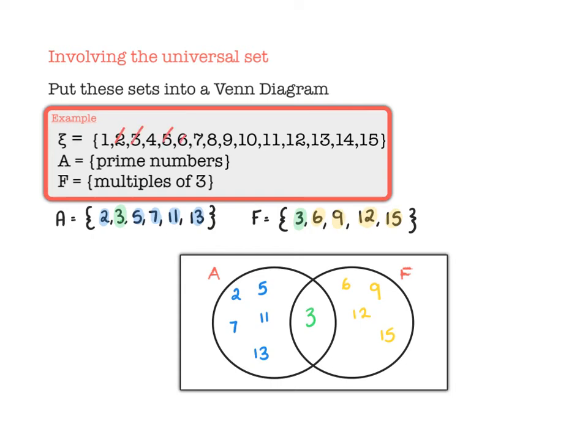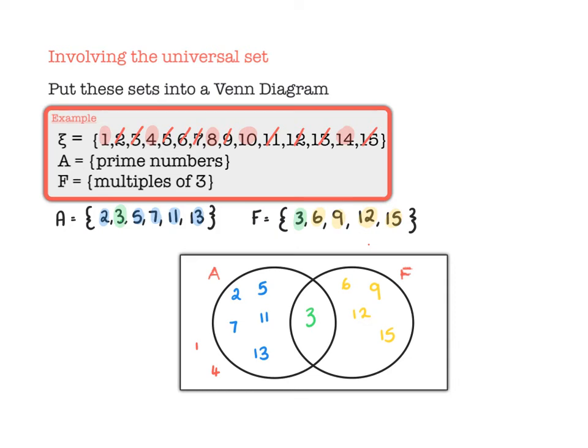Now we need to look back at our universal set and cross off all of the numbers we've already put into our Venn diagram. So we've already done 2, 3, 5, 6, 7, 9, 11, 12, 13 and 15. So we have left, out of the universal set, some numbers. So we've got 1, 4, 8, 10 and 14. These numbers need to go round the outside of your Venn diagram.